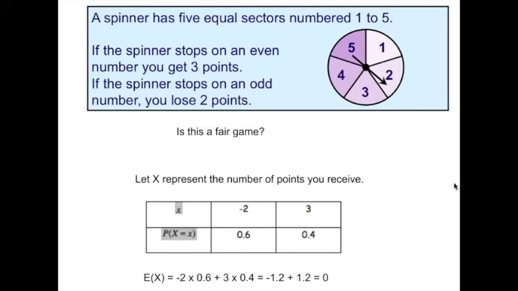And again, if we just look at the scenario here, yes, I'm getting more points if it lands on an even number than an odd number. Because the odd number is going to appear 3 times in every 5, then the ratio of odd to even is 3 to 2, and therefore it kind of balances out.